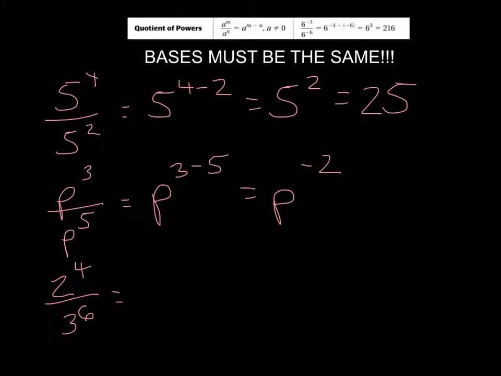However, as we did in the last example, we can actually evaluate what each of these terms are. 2 to the 4th power is 16, and 3 to the 6th power is 729. So even though we have different bases here, we can evaluate this expression, just not using the quotient of powers property.